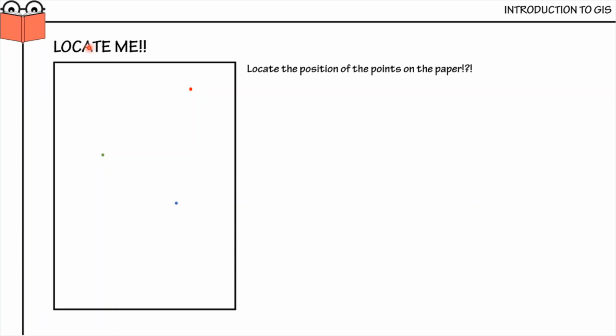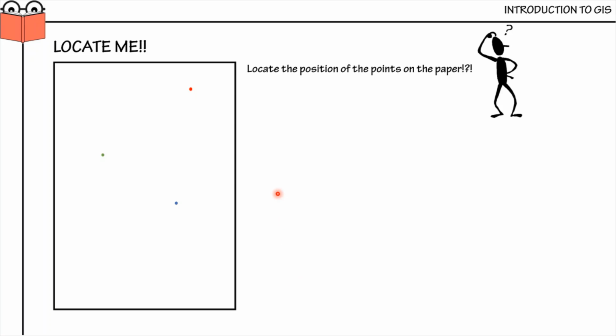So now you see the rectangle there. Now assume that is a virtual paper. That's a paper given to you, and there are 3 points: a red point, a green point, and a blue point. Now the activity is as simple as this. You have to locate the position of these 3 points on this virtual paper.